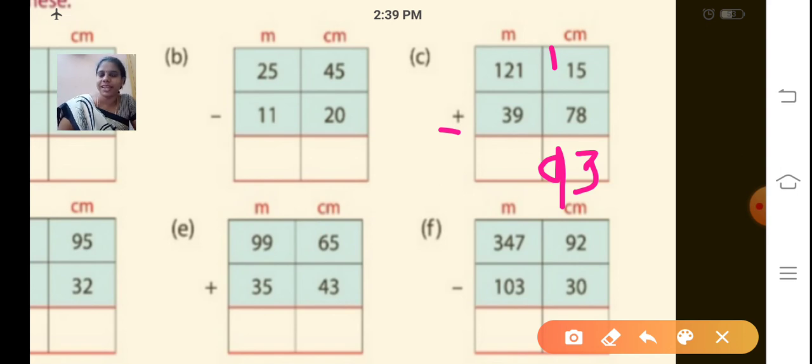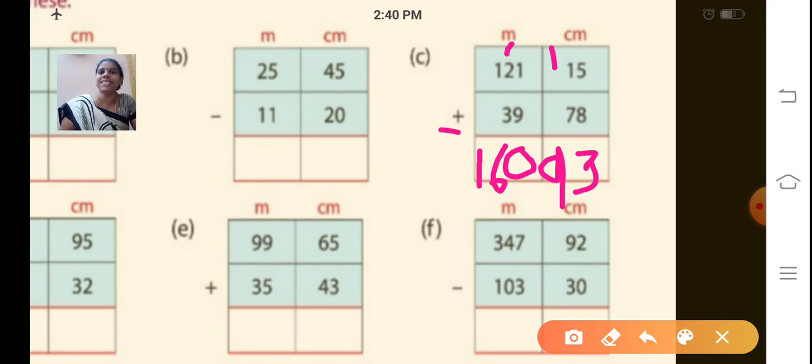1 plus 9. After 9 we are going to add 1 more: 10, 0. This 1 will be carried over. Then 1 plus 2, 3. 3 plus 3: 4, 5, 6. So write down 6. Then this one, just put it down. Answer is 160 meter 93 centimeters.